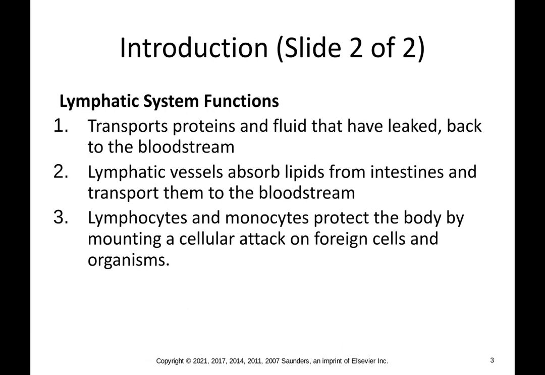The functions of the lymphatic system: transport proteins and fluid that have leaked back into the bloodstream. So these have leaked out of the bloodstream and it brings them back. Lymphatic vessels absorb lipids from the intestines and then transport them to the bloodstream. And lymphocytes and monocytes protect the body by attacking foreign cells and organisms on the cellular level.